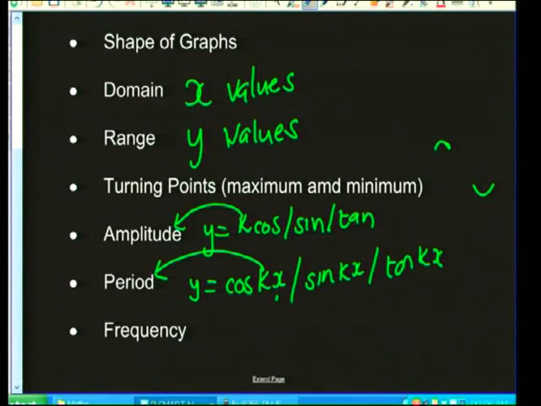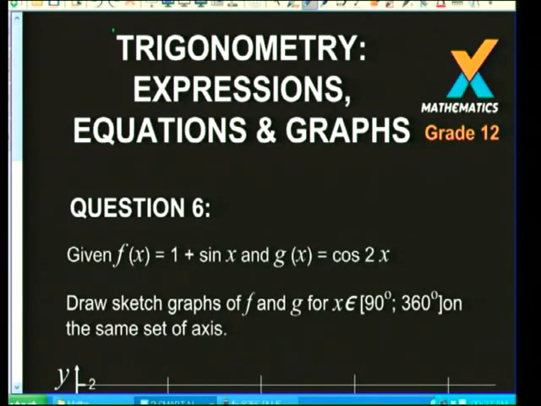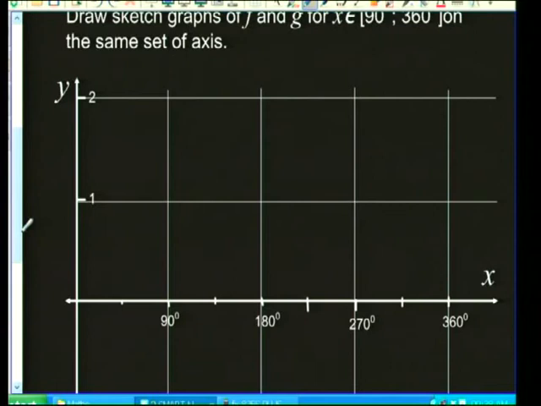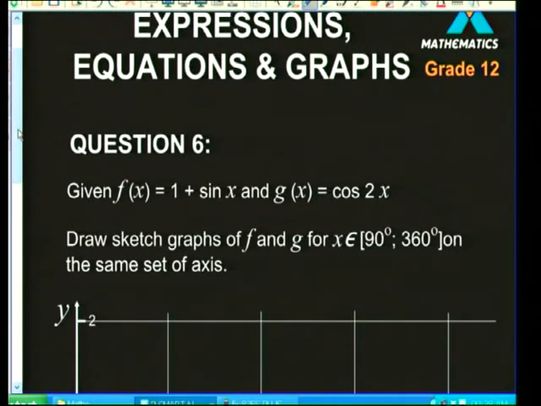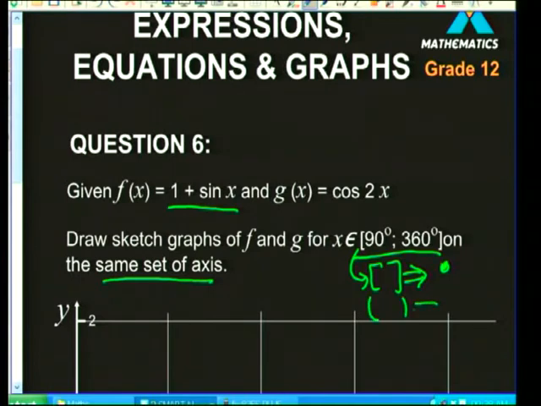Let's now look at the next question. Question 6 says, given f of x equal to 1 plus sine x and g of x equal to cos 2x, sketch the graphs of f and g for x an element of [90 degrees, 360 degrees] on the same set of axes. Now just to get to these brackets here, remember guys, square brackets means that it's included, so it's a closed dot. Round brackets means that it's excluded, so it's an open dot.